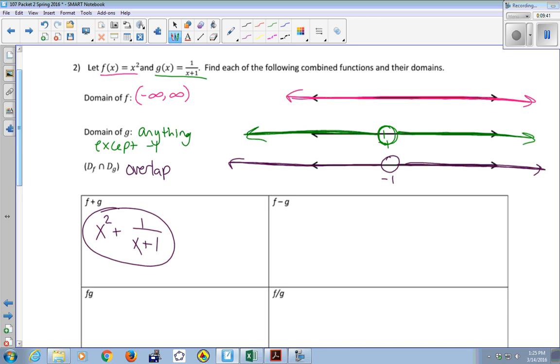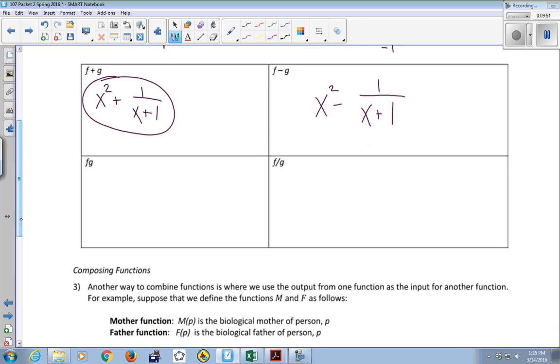F minus g is going to be x squared minus 1 over x plus 1. Done. Okay. F times g, x squared times 1 over x plus 1. That would be easy enough to quickly do the multiplication, so I'm going to do it because it's not that much work. So I get x squared over x plus 1 when you multiply those two fractions.